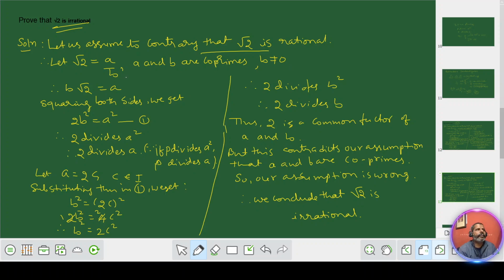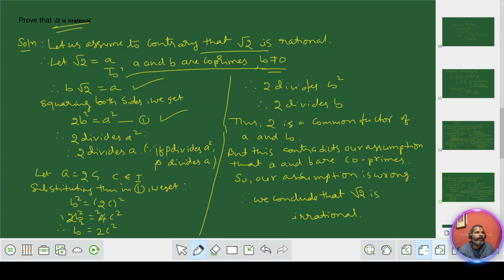Then we write root 2 is equal to a by b, and a and b are co-primes, and b not equal to 0. These conditions should always be written. You don't forget that condition. Then on simplification, we get b root 2 is equal to a. Squaring both sides, we get 2b square is a square. I hope you know that squaring both sides.